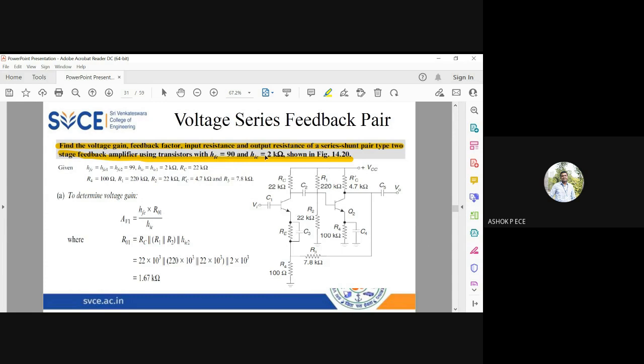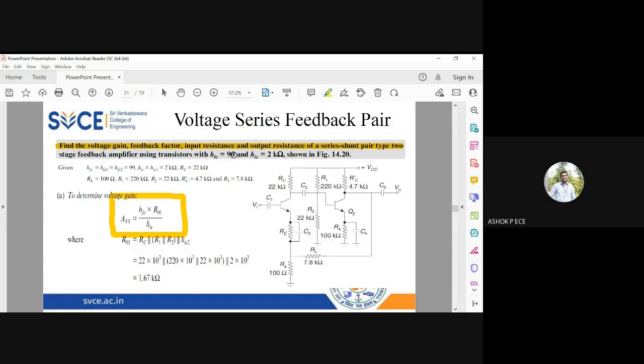HFE is given 90, HIE is given 2K. First, since we have two transistors, we have to find the voltage gain of the first transistor, the voltage gain of the second transistor, and then multiply AV1 and AV2. See, the standard formula for gain is HFE into R01 by HIE. What is R01? It is the output resistance of your first transistor.